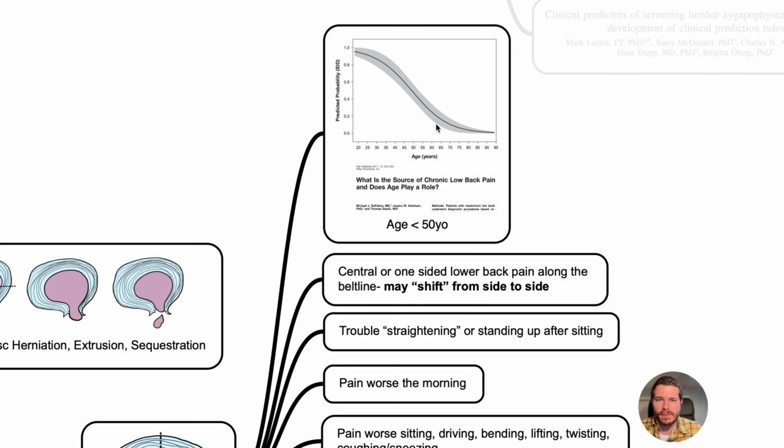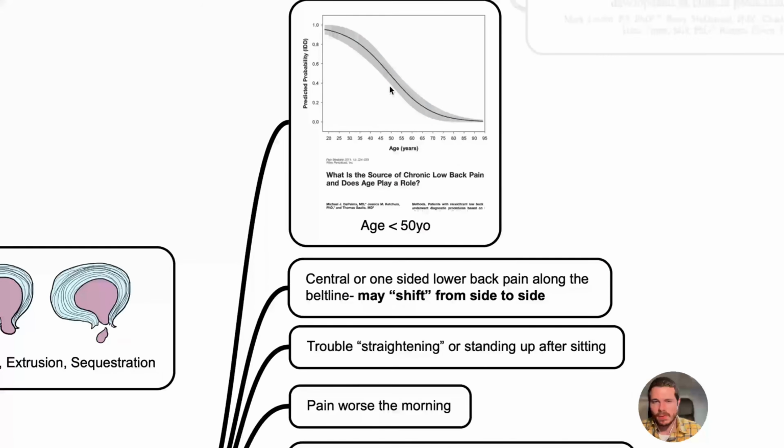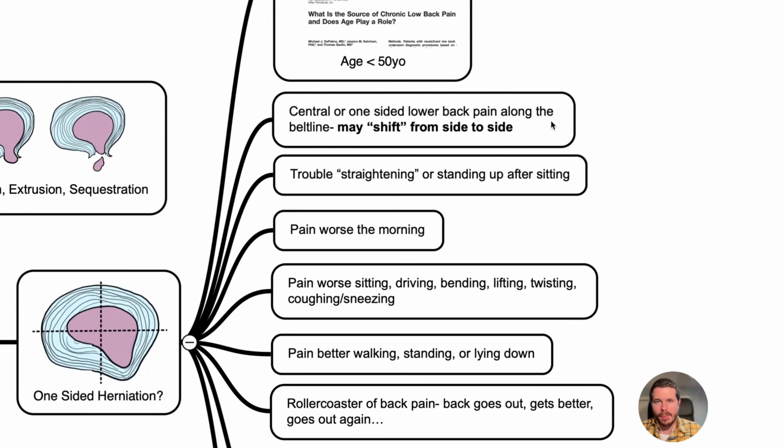So age less than 50, we see here again, younger folks, central one-sided back pain along the belt line may shift from side to side, or just one-sided buttock pain in this case. It's possible you did have back pain and then back pain went away and now you only have buttock pain. That's okay. An upstream problem, a disc problem, can cause you to feel pain in your buttock and sort of mimic or give you false positive SI joint tests when in reality it's really a disc problem, which is causing sensitivity of the SI joint region.